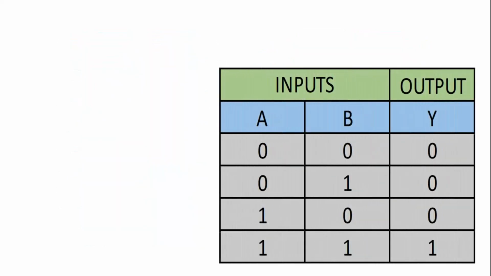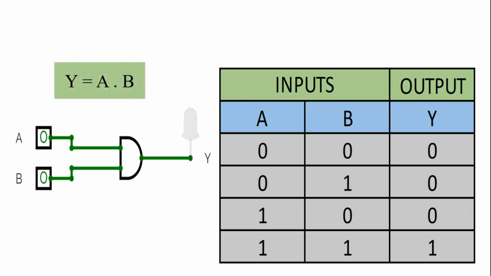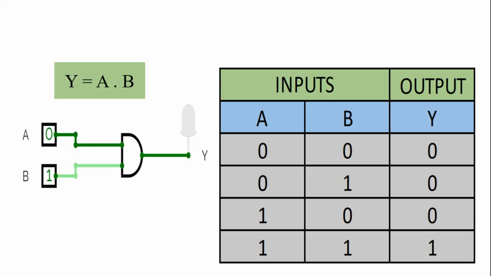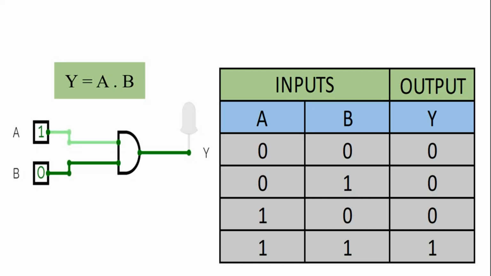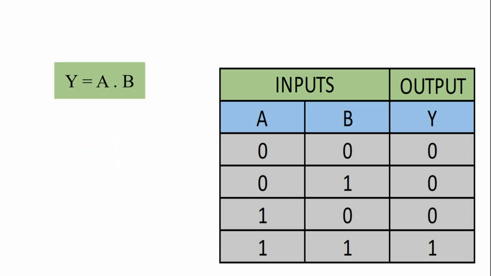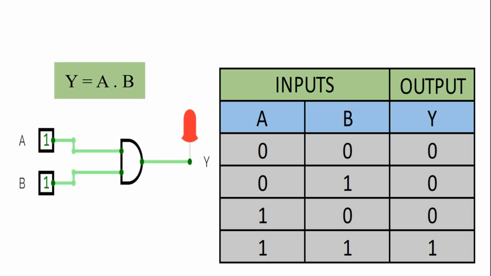This is the truth table of AND gate. A and B are inputs and Y is output. As we know, Y equal to A dot B. So when A and B both are 0, output is 0. When A is 0, B is 1, output is 0. When A is 1 and B is 0, output is 0. And in the last combination, when both A and B are 1, output is 1.